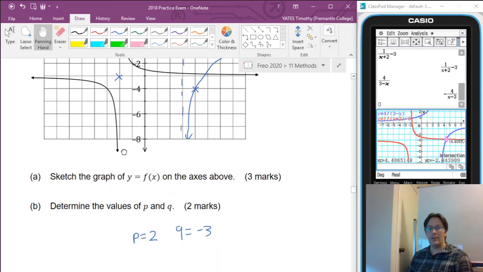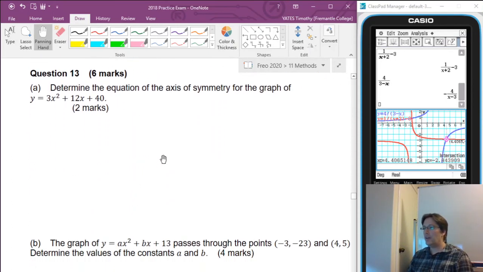Okay, there we go. Next up, axis of symmetry for this one. Remember that the axis of symmetry is always negative b over 2a, which means it's negative 12 over 2 times 3, which is negative 12 over 6, which is negative 2. There we are. So that's going to be our axis of symmetry, x equals negative 2.